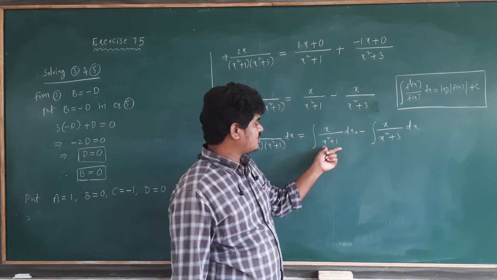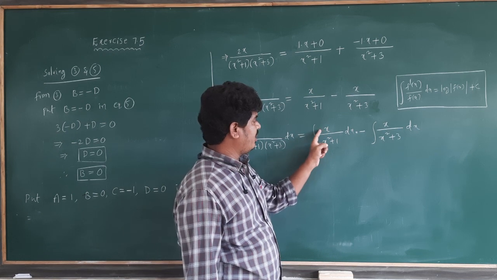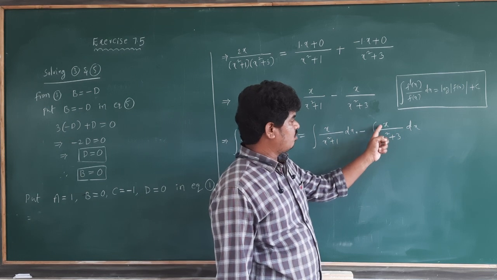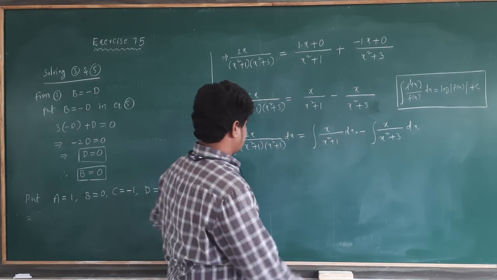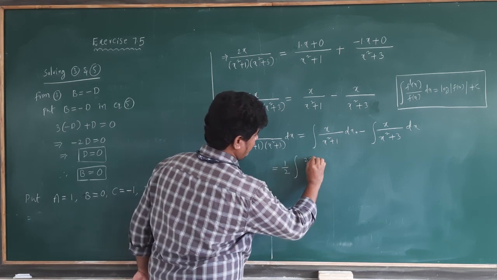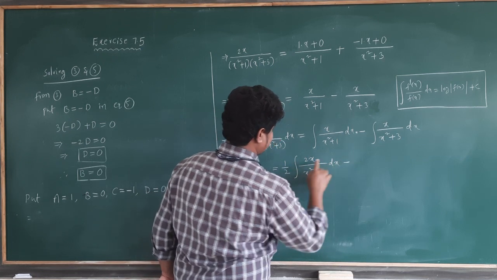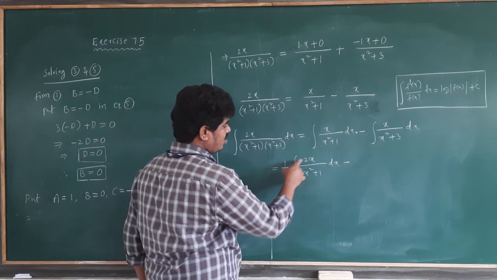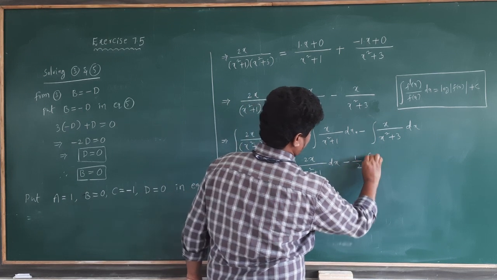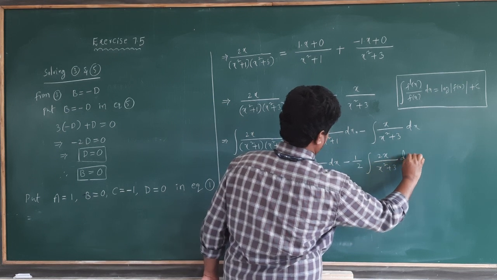What is the derivative of x square plus 1? 2x, but only x is there. Multiply and divide by 2. What is the derivative of x square plus 3? 2x, but only x is there. Multiply and divide by 2. So what I can write? 1 by 2 into integral of 2x divided by x square plus 1 dx minus, multiplying 2 dividing 2. 2 is constant, you can take inside or outside of the integral. Here 1 by 2 into 2x divided by x square plus 3 dx.